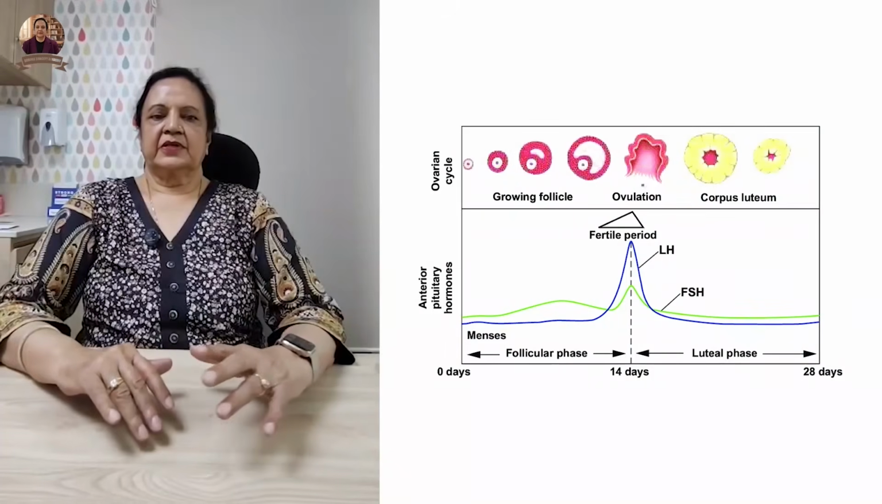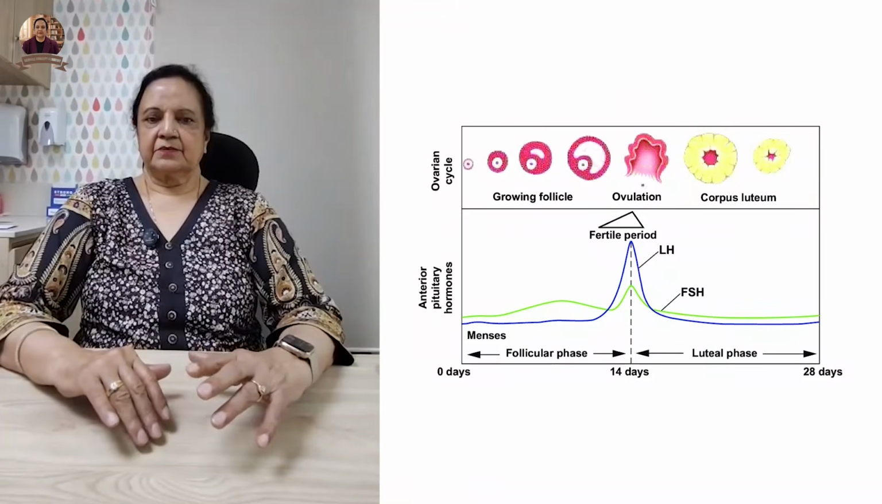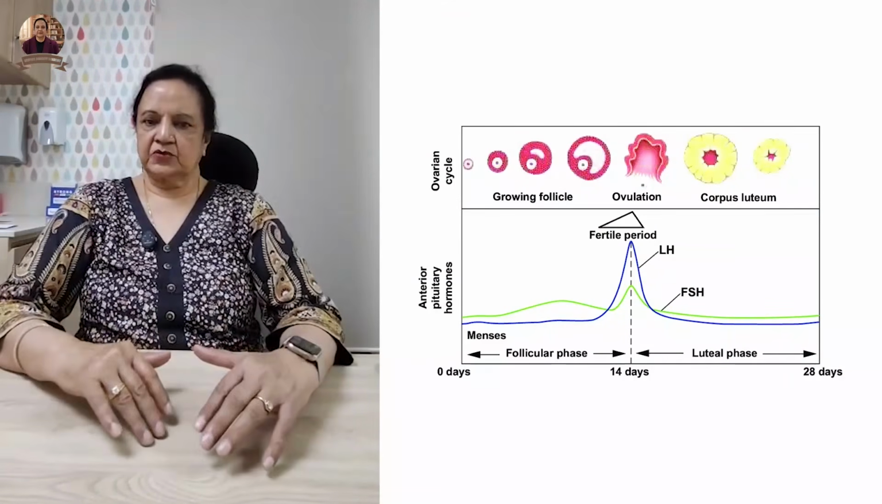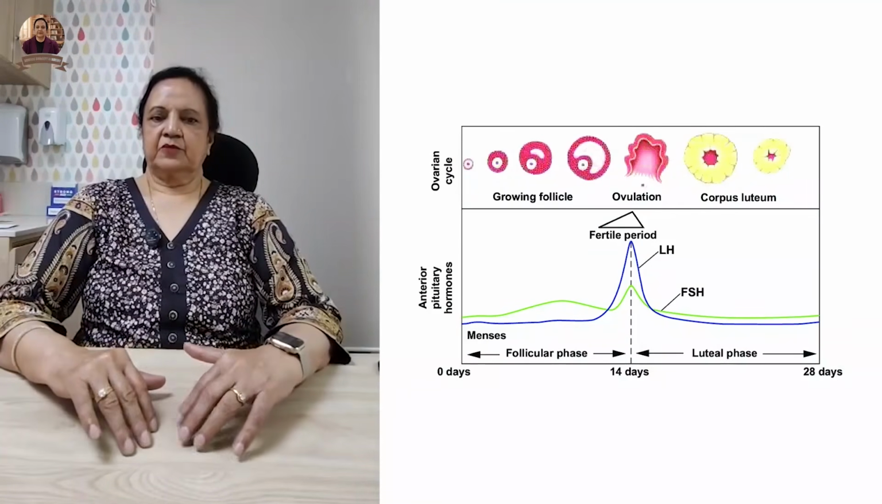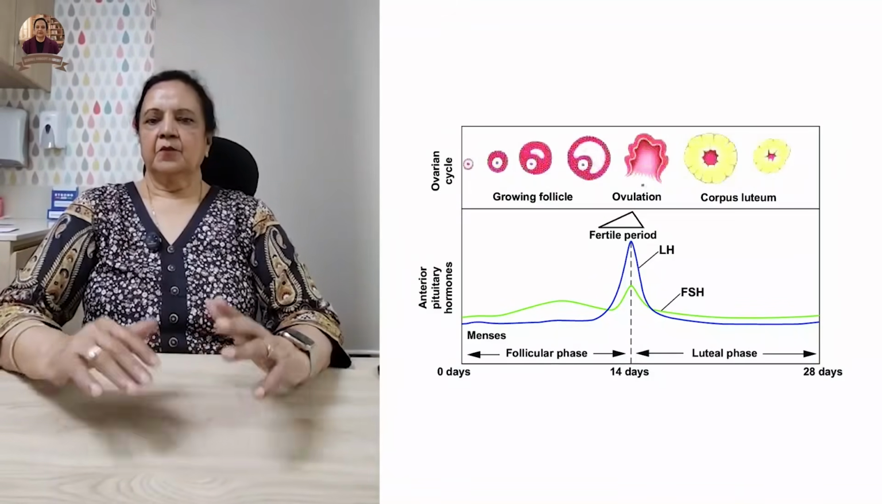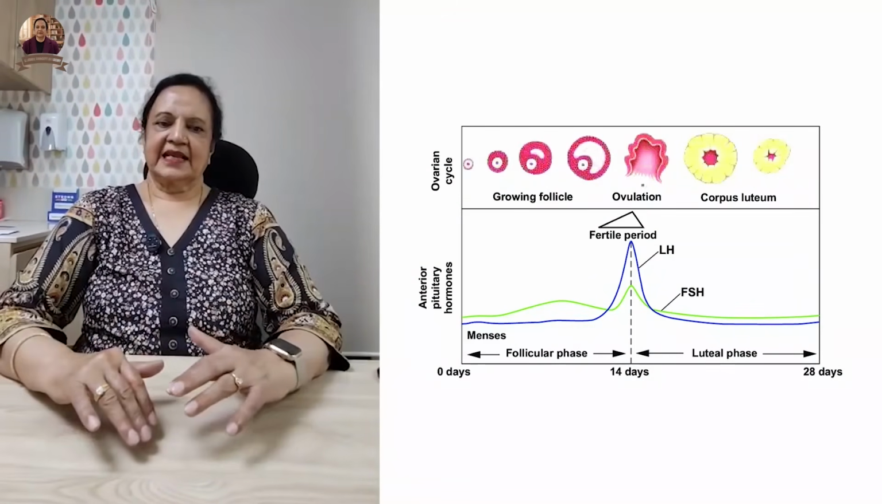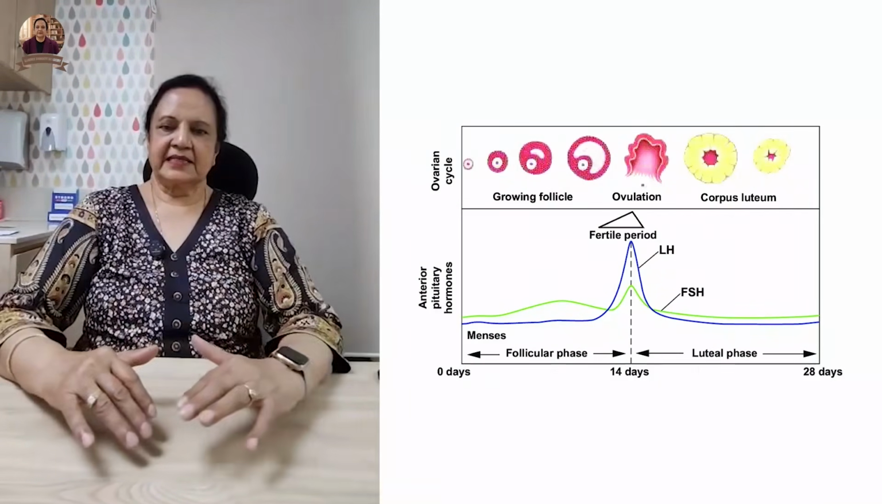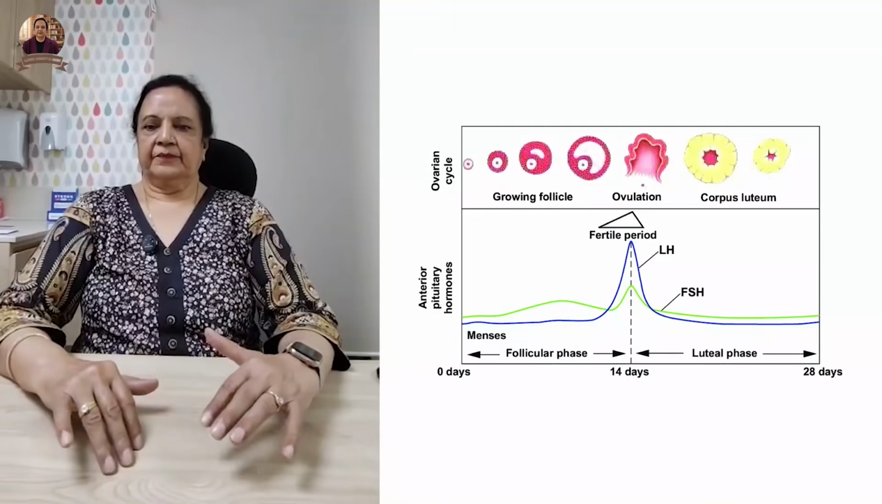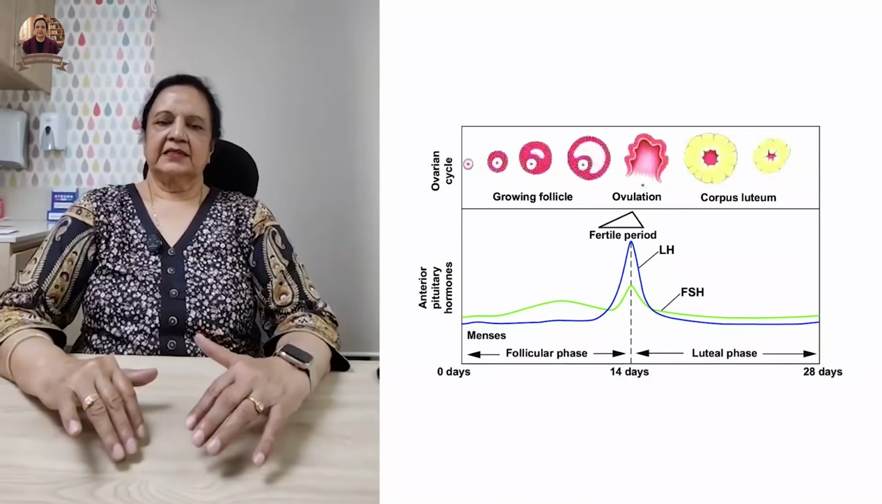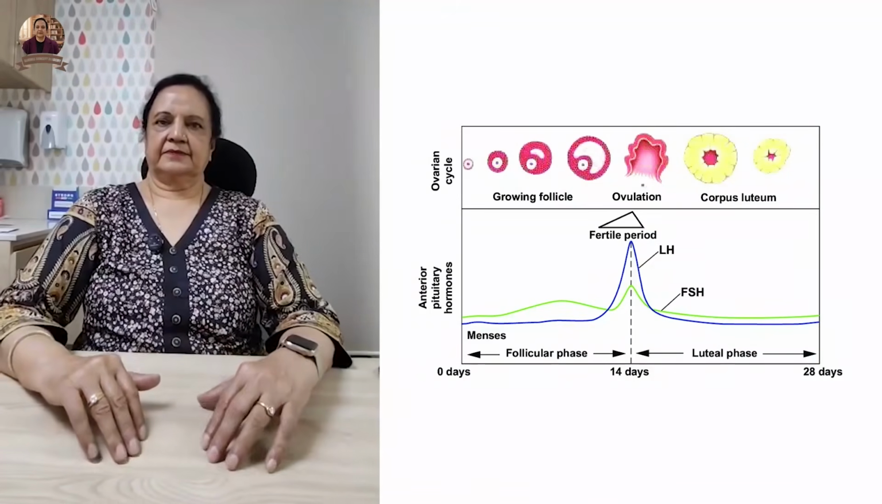Uterine changes also take place during this phase. Progesterone prepares the uterus for implantation. It causes the endometrium to become even thicker, more vascular, and its glands become coiled and secrete nutrients to nourish a possible embryo. This is why it is called the secretory phase.